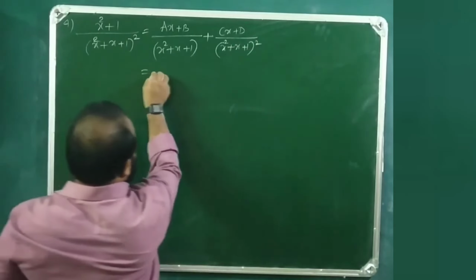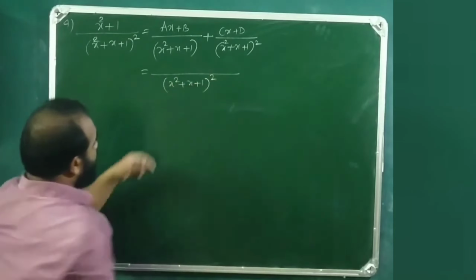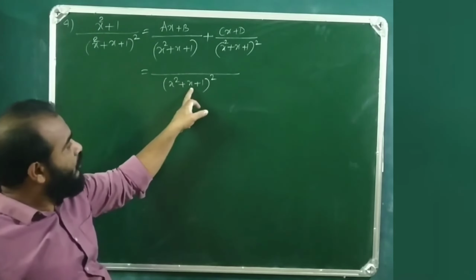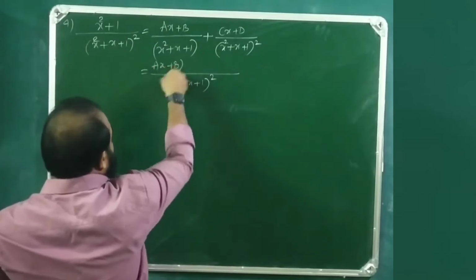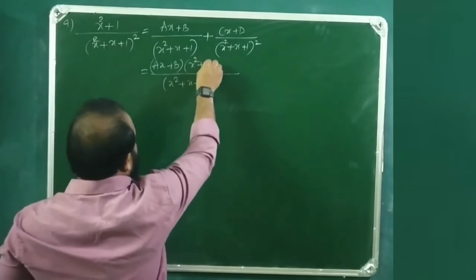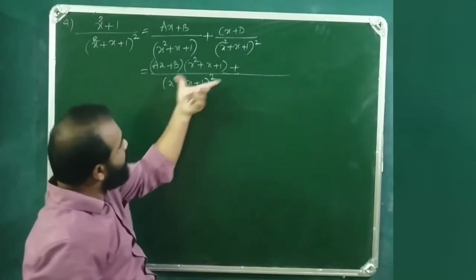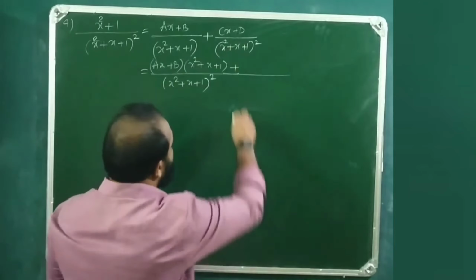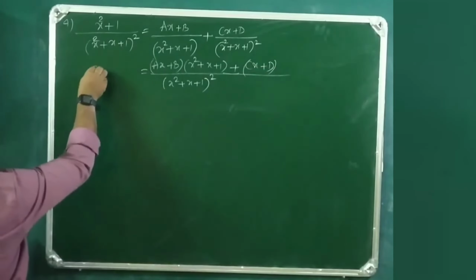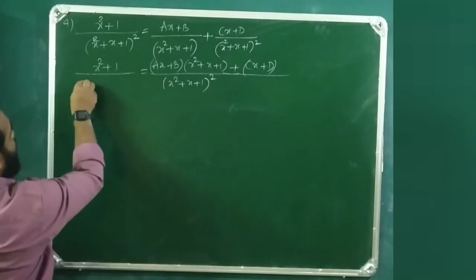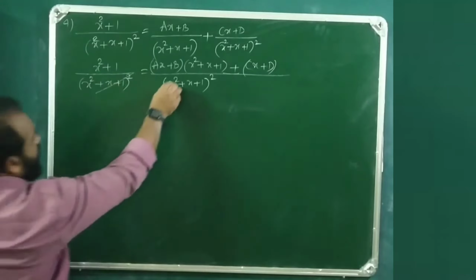So take LCM x square plus x plus 1 whole square. This by this, so x square plus x plus 1 into this. So (ax plus b) into (x square plus x plus 1) plus, this by this gets cancelled, we are left with the cx plus d. This is equal to x square plus 1 by x square plus x plus 1 whole square. These two get cancelled.